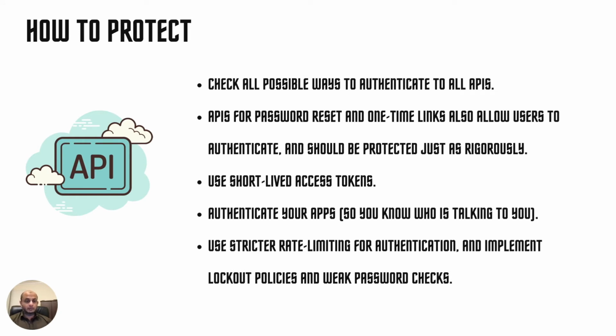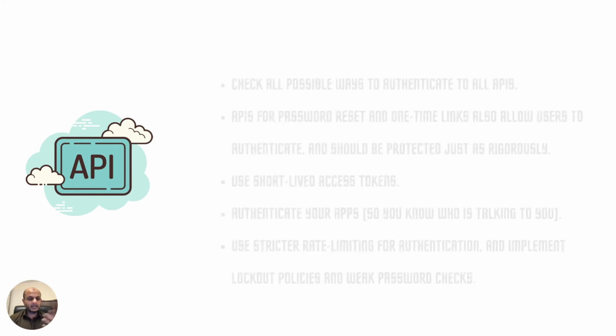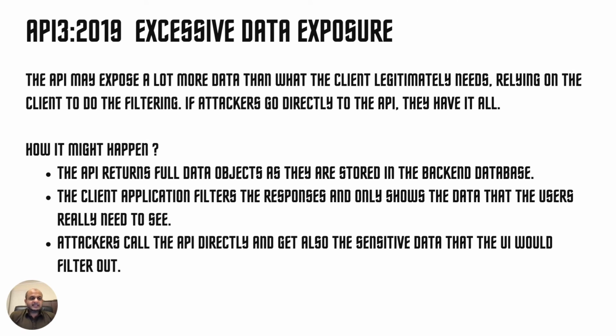You need to check all possible ways APIs authenticate. APIs which focus on password resets, one-time tokens, one-time links have to be protected. You need to put in other controls, right? Tokens need to expire. If somebody is authenticating your token very rapidly, you need to lock that user out. And then you can have some sort of rate limiting. So if attacks are coming in continuously, block that user for 30 minutes. That way he won't be able to get around the lockout or weak password checks. Okay, I hope you understood this, guys. Okay, what else is there?